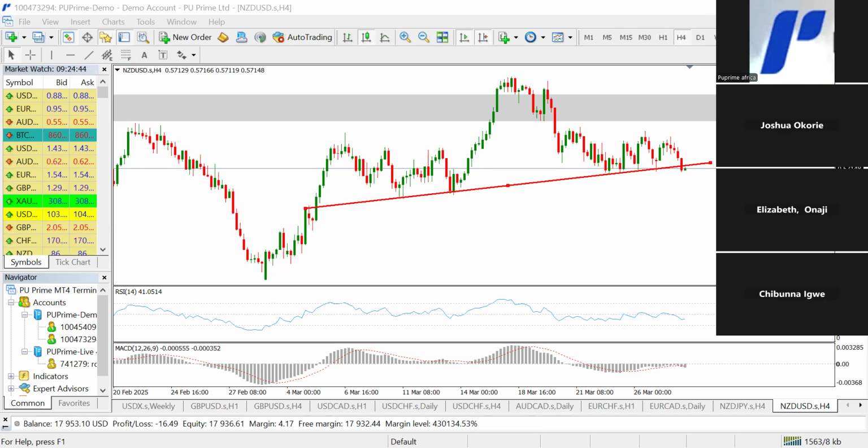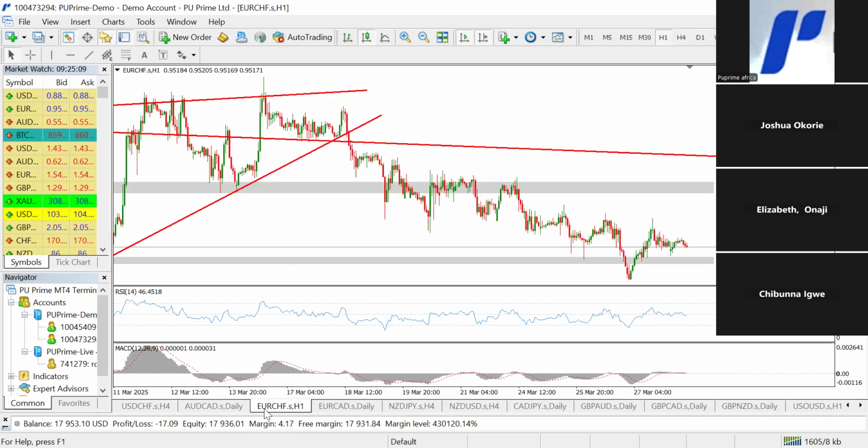Now, the setup I have for us today, I'll be looking at the Euro CHF. There's nothing much in the market today, at least as at this morning session. The market seems to have a high level of quietness. But nonetheless, there is a setup on Euro CHF I've been monitoring since yesterday, thereabouts, and hopefully it may evolve into a trade today. Let's just watch it closely.